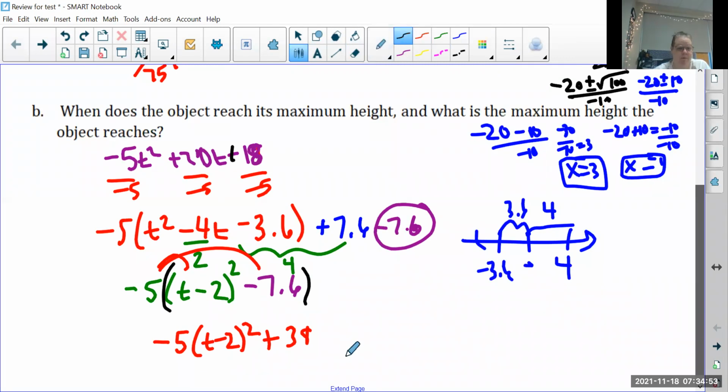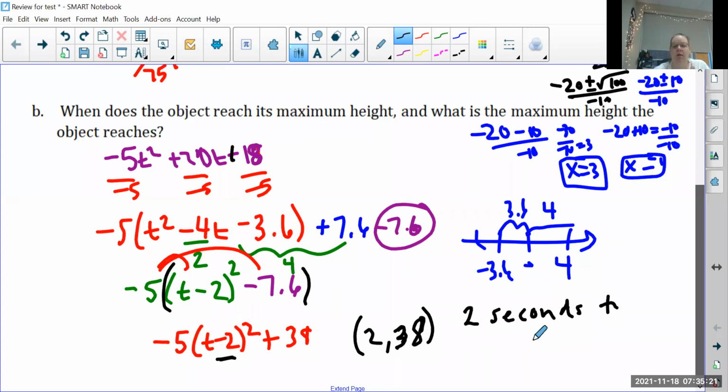So then I have my vertex form. So now it says, what is the maximum height? So my vertex is 2, because I take the opposite of this, so 2 and 38. Between those two numbers, 2 means the seconds it takes to get to that maximum height, and 38 is the meters it's going to be. So it's going to take 2 seconds to reach the max height of 38 meters. Right, and that's our final answer for that.